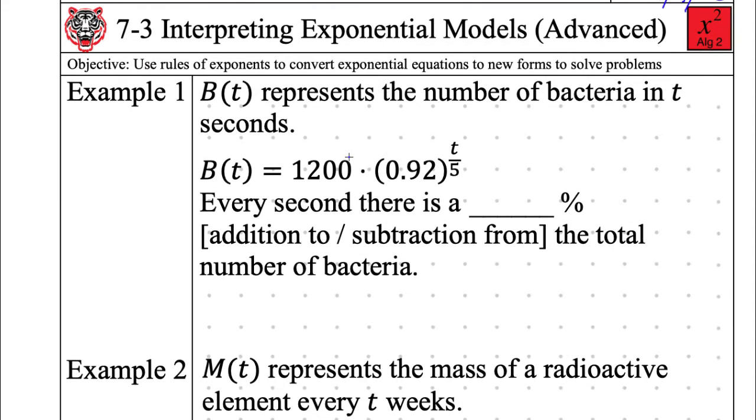Here we go. So capital B is going to represent the number of bacteria. So notice that this equation is happening every 5 seconds. I know that because it's t divided by 5. I want to know what's happening in terms of this common ratio every 1 second. Somehow I have to turn this 5 into a 1. How am I going to do that? Does anyone have an idea?